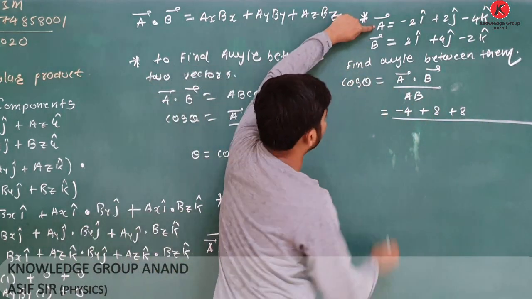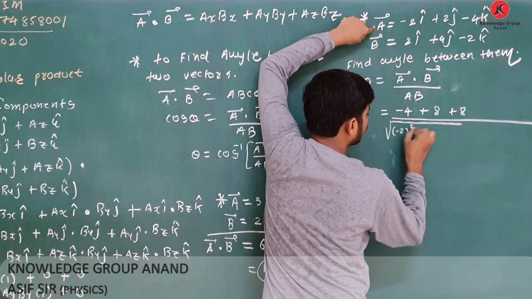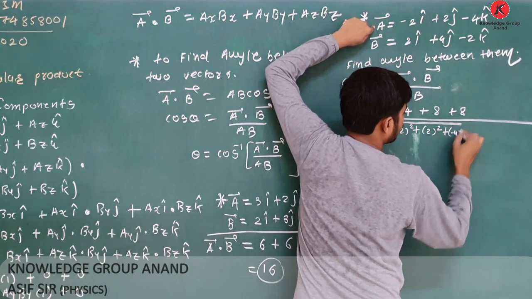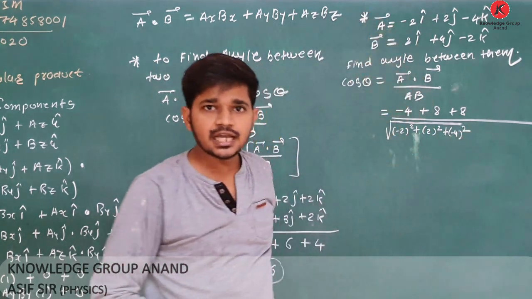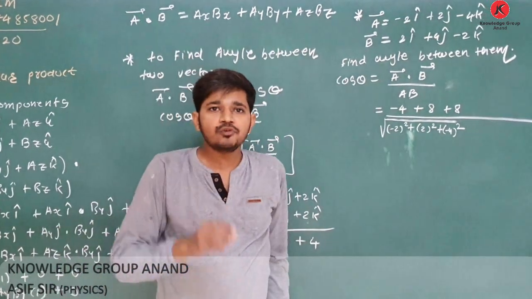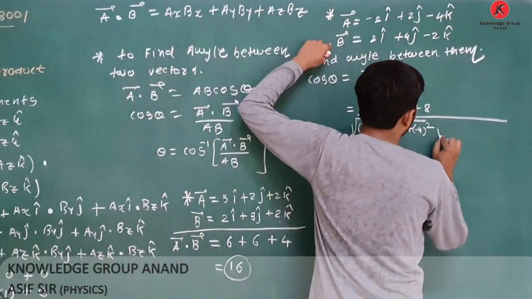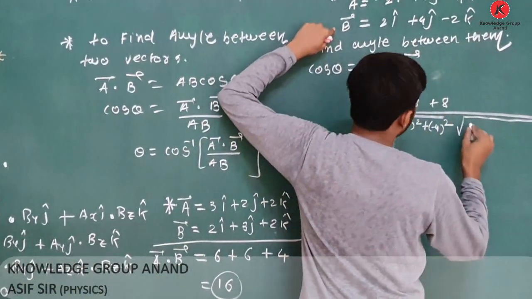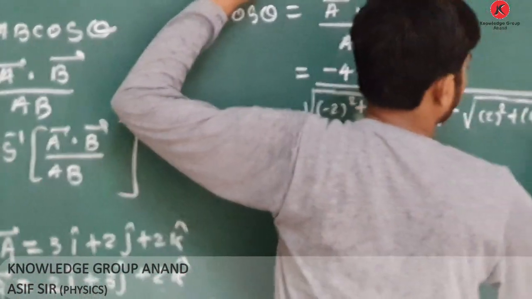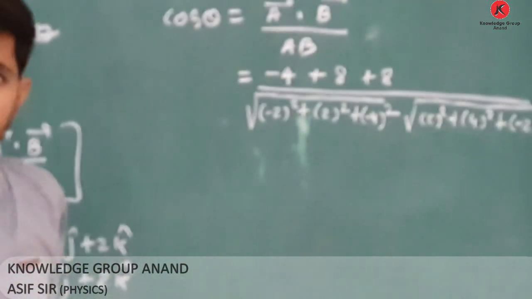How to find the magnitude of this vector A? It is under root of minus 2 square plus 2 square plus minus 4 square. Clear about this? If you are given a vector in 3 dimensions, how do you find its magnitude? Under root Ax square plus Ay square plus Az square. For this vector B, it is 2 square plus 4 square plus minus 2 square. Clear about this?